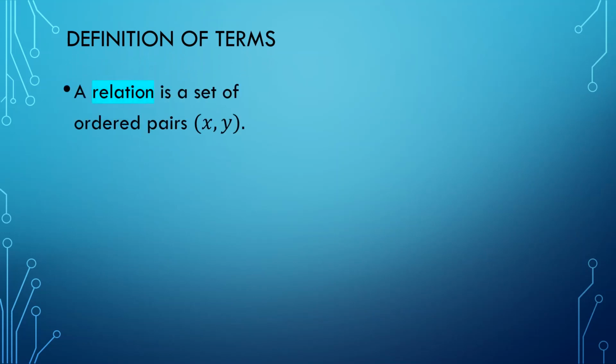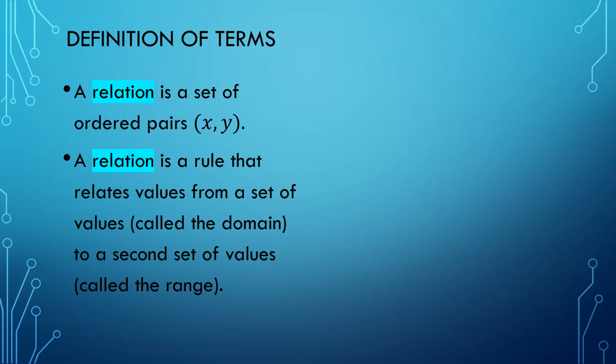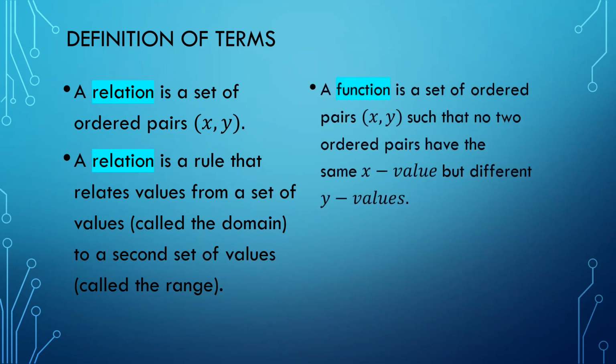Definition of terms we have here. Before we define functions, we'll first define a relation. A relation is a set of ordered pairs x and y. A relation is a rule that relates values from a set of values called the domain, or the input, to a second set of values called the range, or the output.